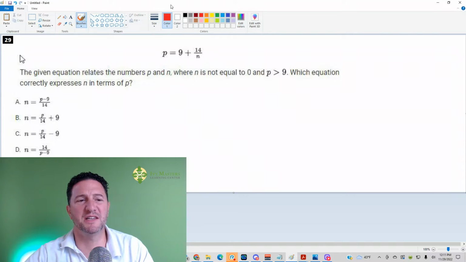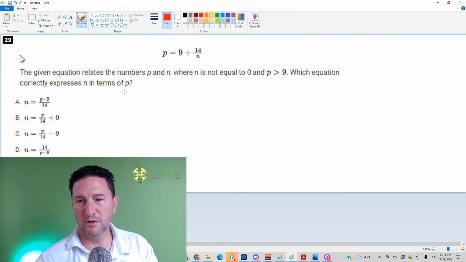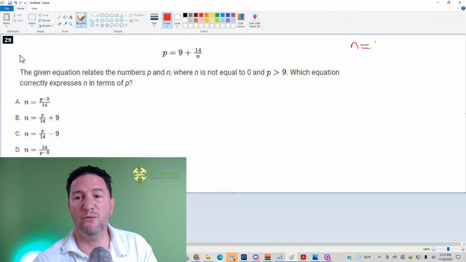Today we're going to look at the 29th question from Digital SAT Test 1 Math, and it reads: the given equation relates the numbers p and n, where n is not equal to 0 and p is greater than 9. Which equation correctly expresses n in terms of p? So what do I want to do here? I think the easiest thing when you have two variables in an equation is to pick numbers. I'm going to make my n equal 14. Ordinarily, I'd pick like 1, but you're going to see that 14 works quite nicely here.